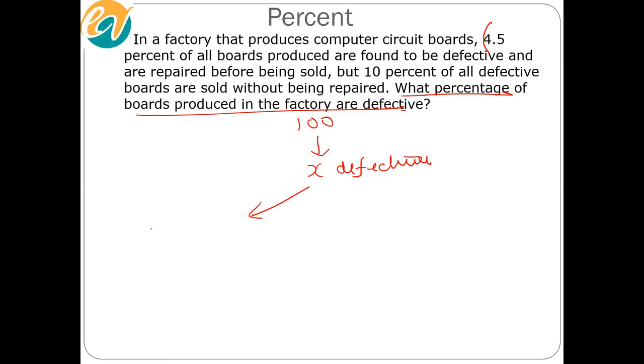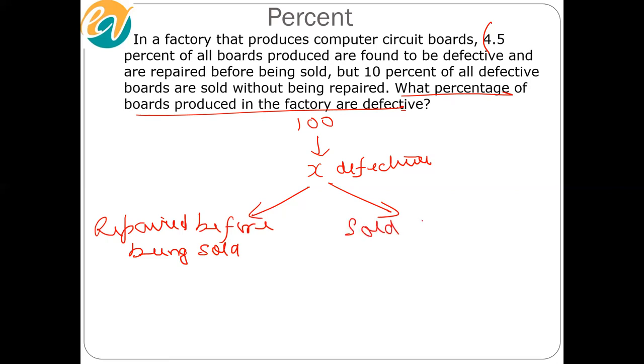Out of these defective boards, some boards are repaired before being sold, and some are sold without being repaired. Agreed? These are pretty much the only two categories.